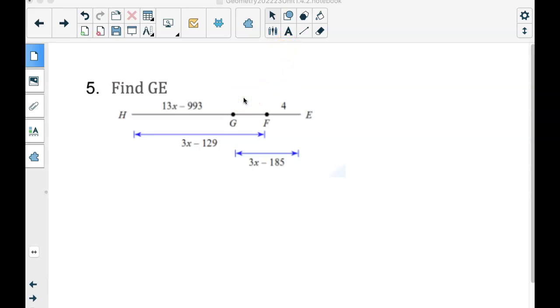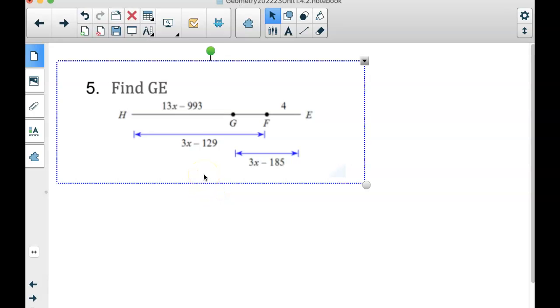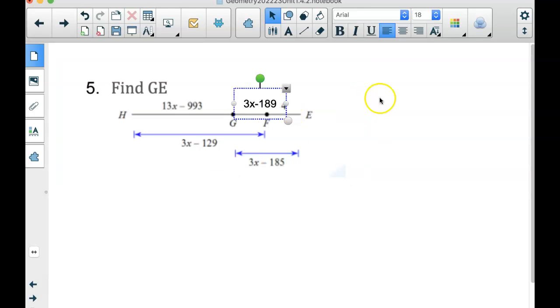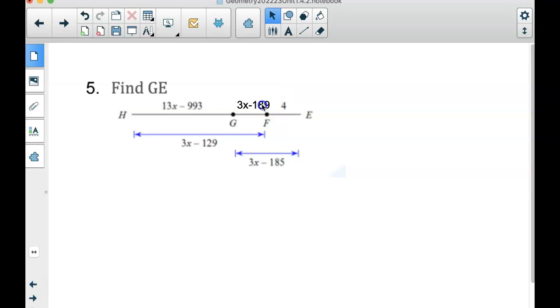This portion is going to be 3x minus 189. Okay, now I'm going to show you why. 3x minus 189 plus 4 is the same as 3x minus 185. You guys good with that? Okay, negative 189 plus 4 is negative 185. So that's where that comes from.